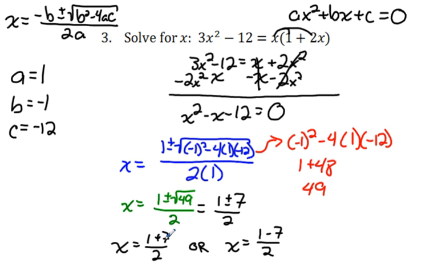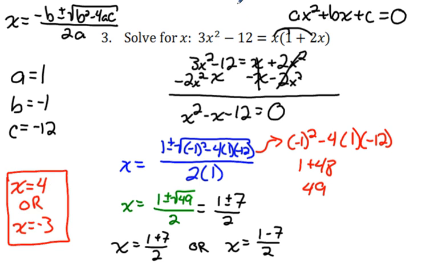1 plus 7 is 8, divided by 2 is 4, so we get either x is equal to 4, or 1 minus 7 is negative 6, divided by 2 is negative 3. So x equals negative 3.